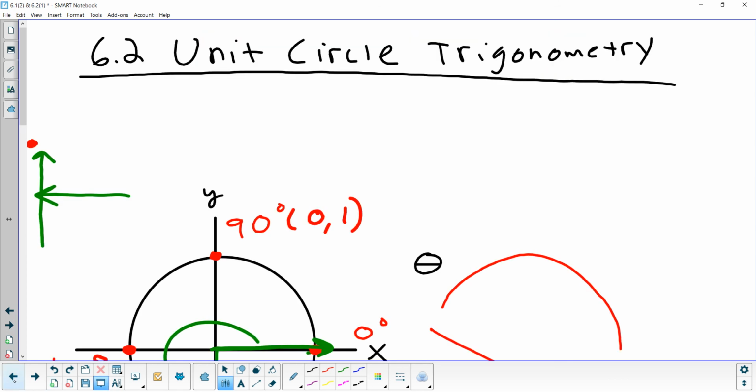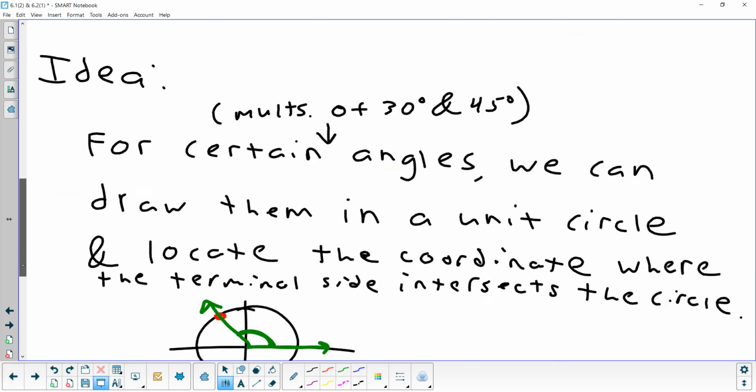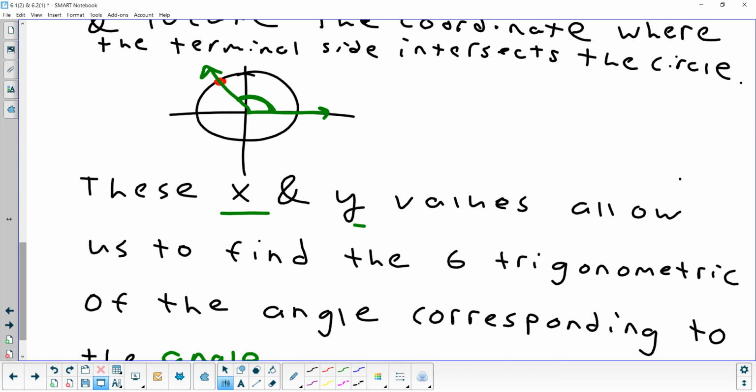So let me go back to our diagram. This angle that I have in green right here, we don't know what it is. It's bigger than 90, but we don't know what it is. So generally, when we have an angle that we don't know in trig, we represent it with a Greek letter. I think we said that before.